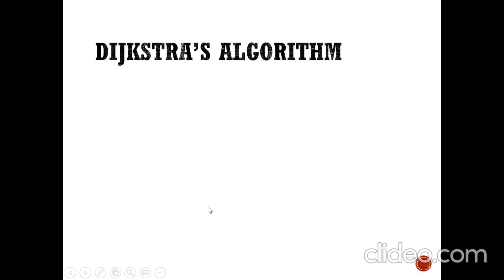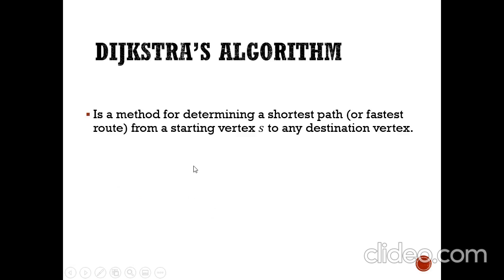Okay, so welcome back everyone to our discussion on graph theory. In the previous video, we discussed the preliminary concepts in order to carry out the process of solving shortest path or fastest route from starting point to destination. Now, the process of solving shortest path or fastest route is called the Dijkstra's algorithm. So the Dijkstra's algorithm is a method of determining shortest path or fastest route from starting vertex to destination vertex.